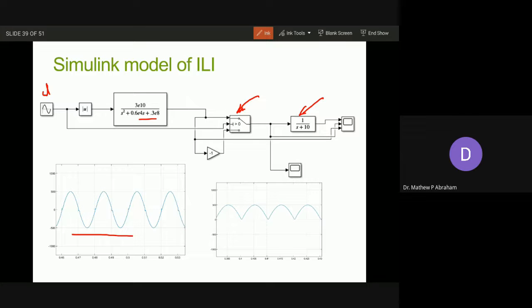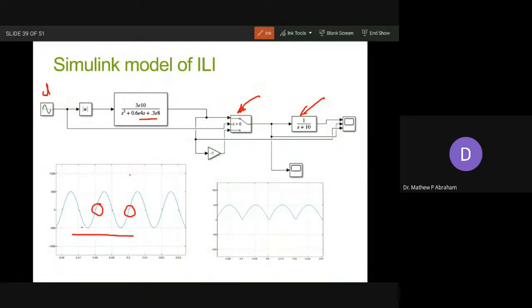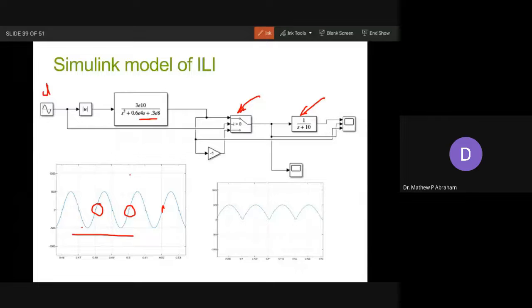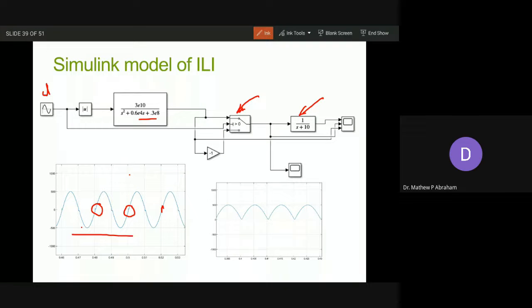But the only difficulty here is that you see, at the crossover points, zero crossovers, there are slight spikes like this. That's the only disadvantage. And these spikes at the zero crossovers are called crossover distortion. It becomes significant if we deal with a load with a poor power factor, right? So there are methods to eliminate it. We will discuss later.